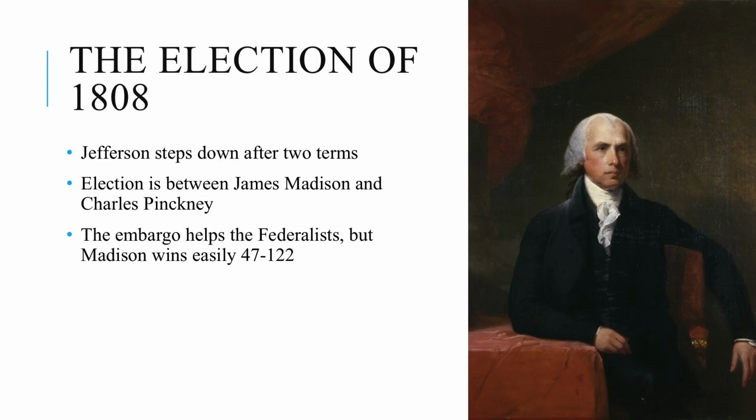Thomas Jefferson decided to follow President Washington's lead, and he did not run for a 3rd term as president. Instead, he returned to his home in Monticello. The election of 1808 was between James Madison, who had served as Jefferson's Secretary of State, and Charles Pinckney. While the embargo did hurt the Democratic Republicans, it was not enough to help the Federalists win, and Madison easily won with 122 electoral votes to Pinckney's 47.